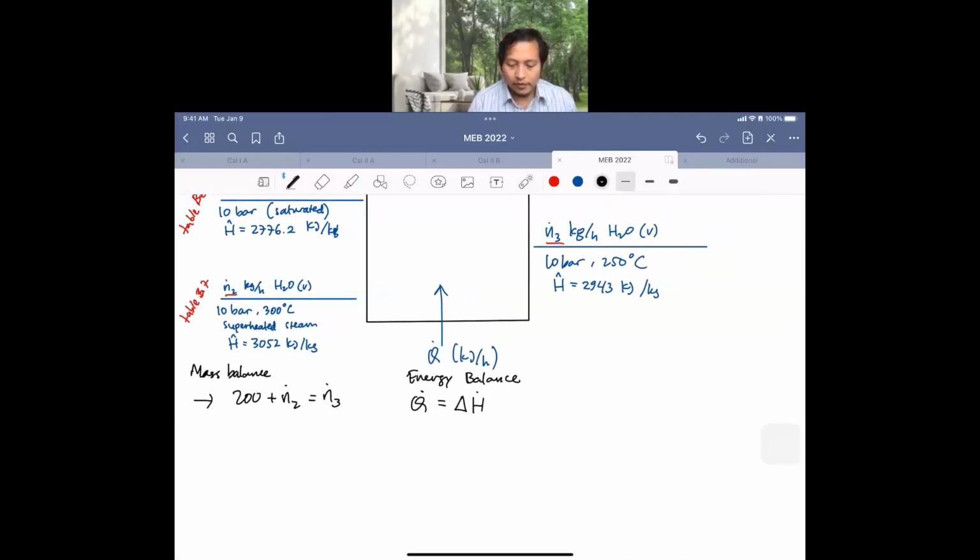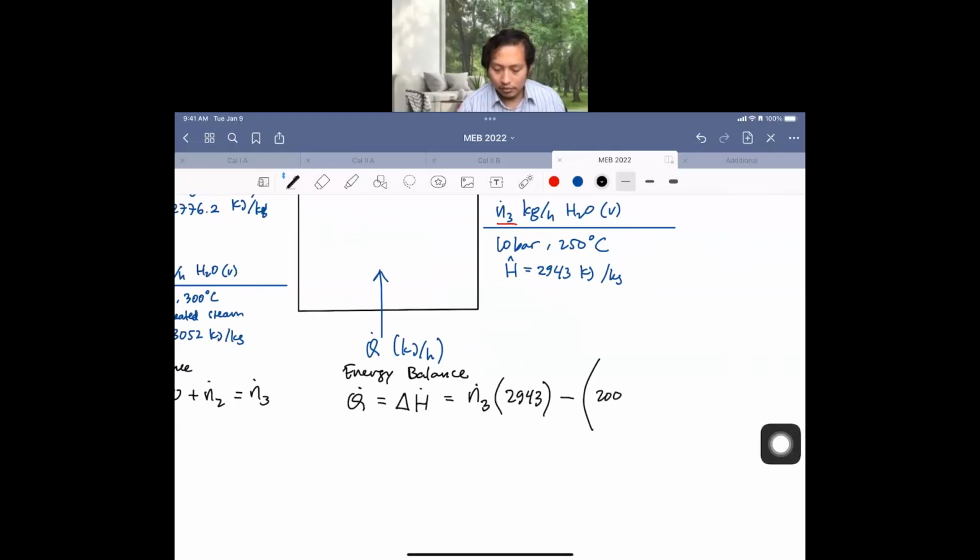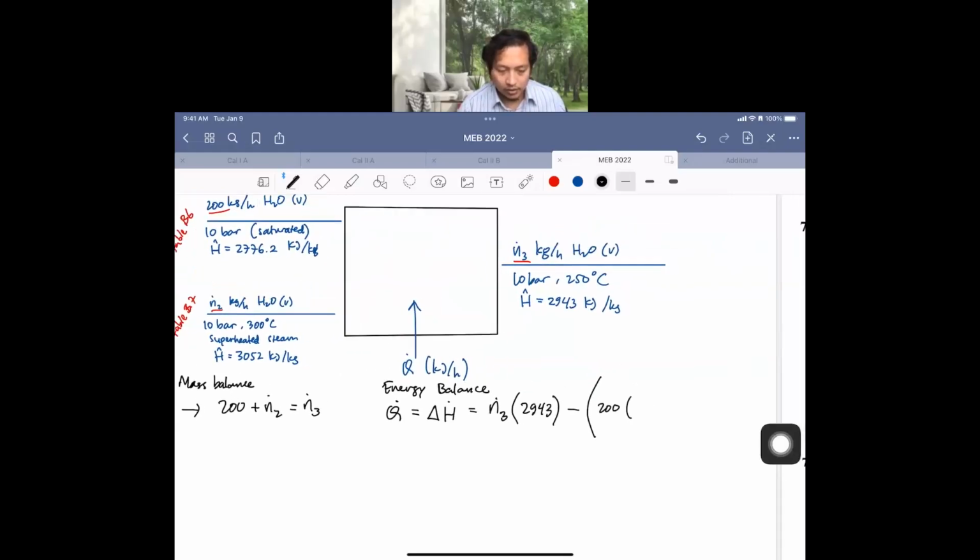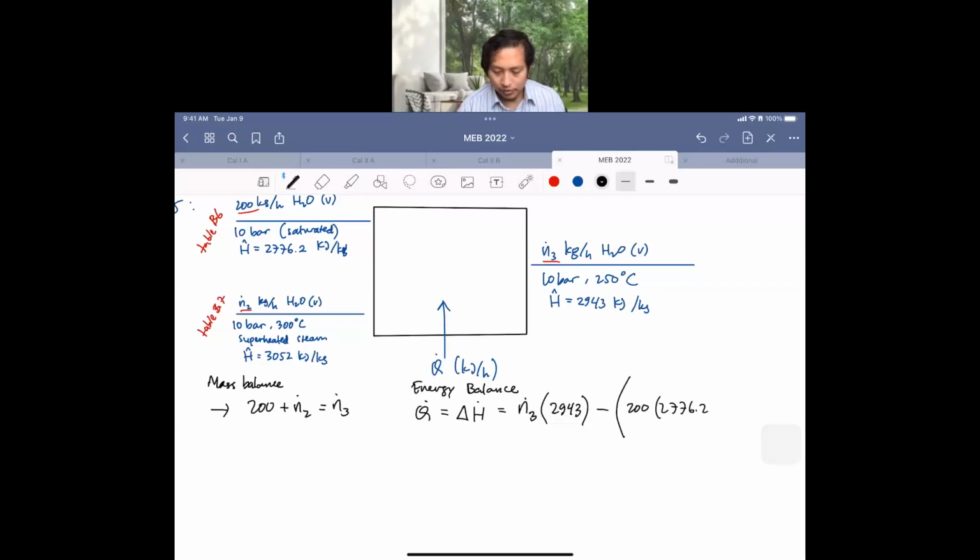So it's supposed to have only the differences in the enthalpy and the heat flow. The output minus the input, we can take this 200 and 2776.2 and plus N2 and 352. At least we have these two equations. Equation one is the mass balance, equation two is the energy balance.